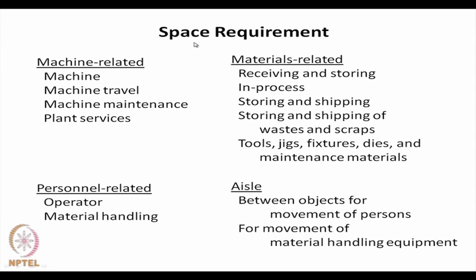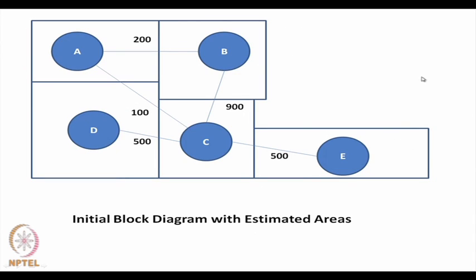Once the space is estimated for every department, we already know the relative location of A, B, C, D, E. Now, the space requirement for A could be this, for B it could be this, for D it could be this, for C it could be this, E it could be this. So, first of all, we make an initial block diagram with estimated areas. Now, you can see that this is very irregularly shaped, but the actual shape could be a rectangle or could be a square.